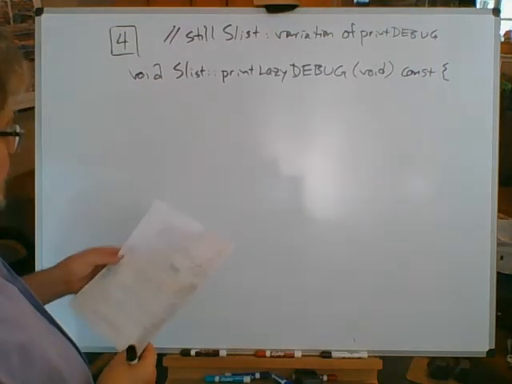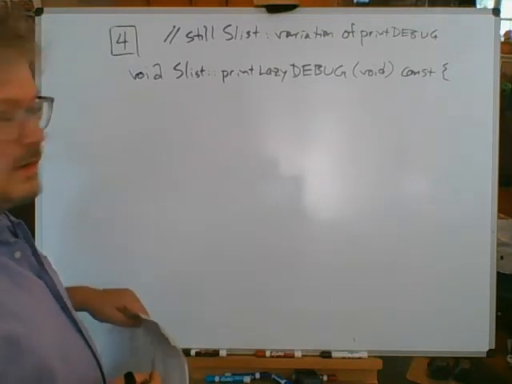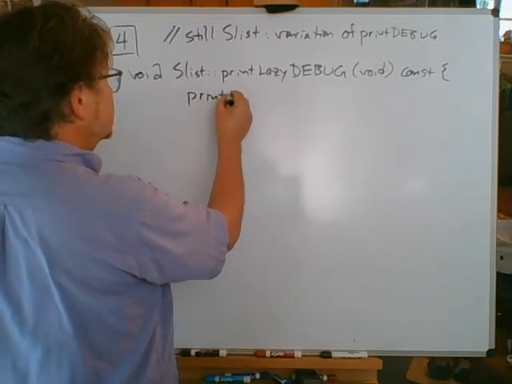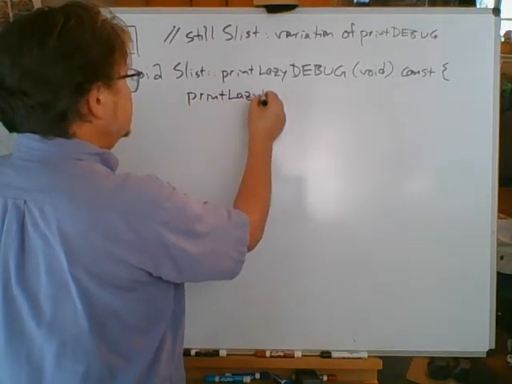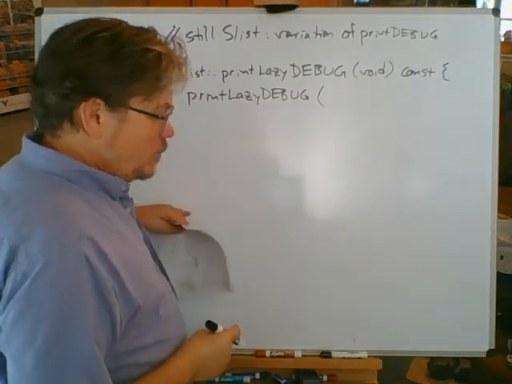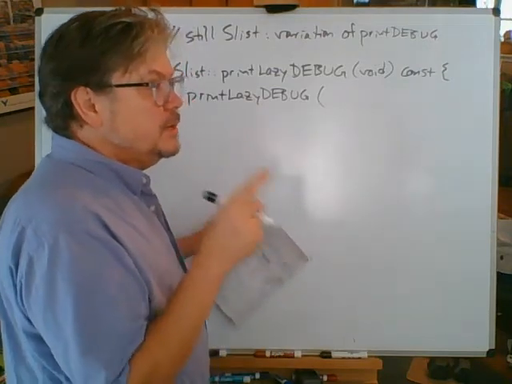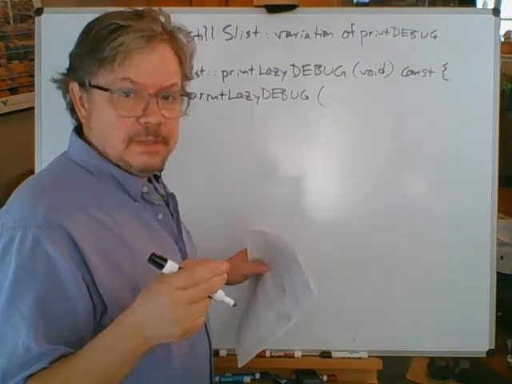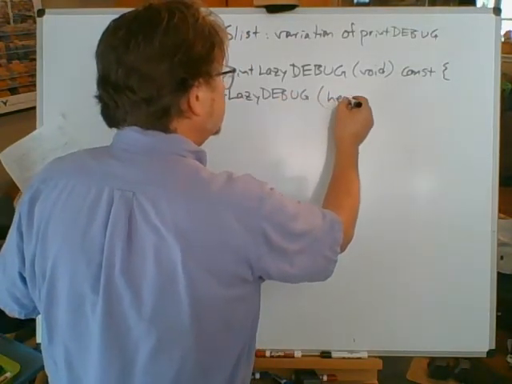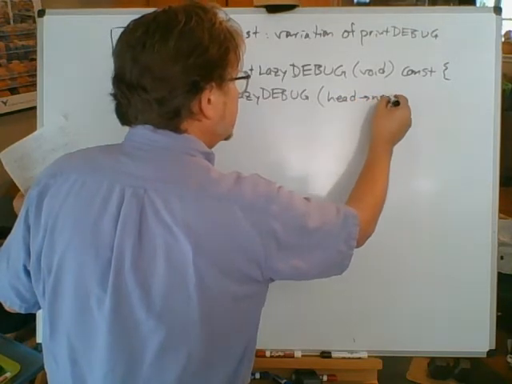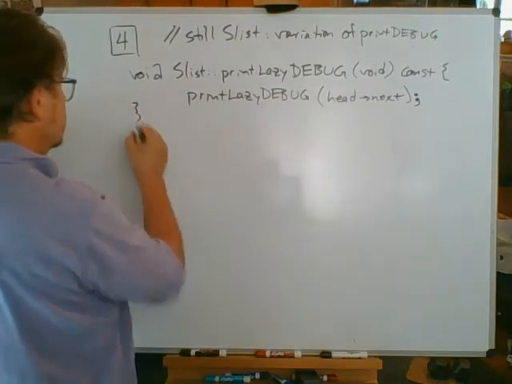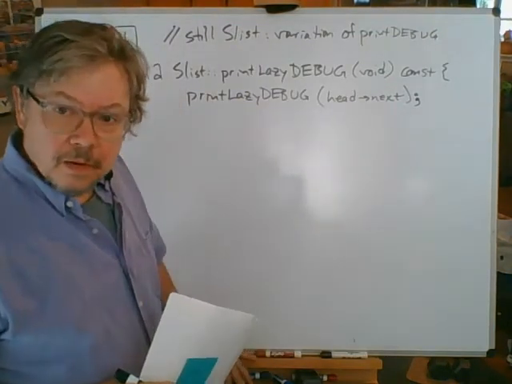How lazy is it? Well, it's actually not going to do any work on its own at all. It calls another function, print lazy debug, and we'll pass in the address not of the head node but of the first real node in the list, the one that has data in it that we actually want to print to the screen. So it will pass in head arrow next semicolon. That's it, one line function.